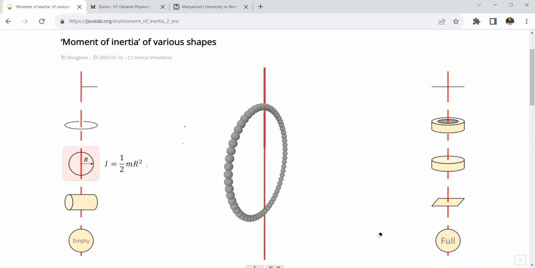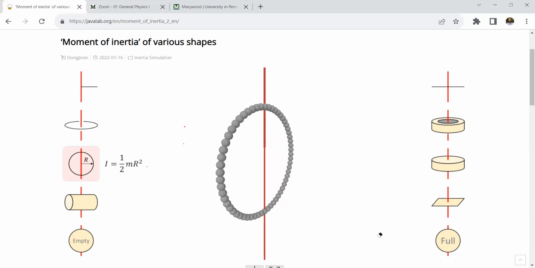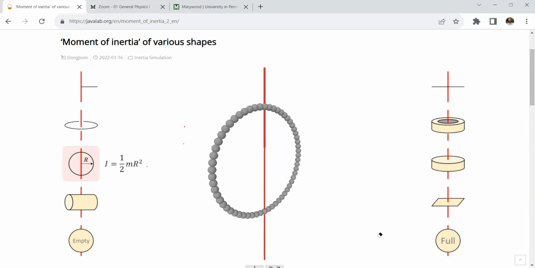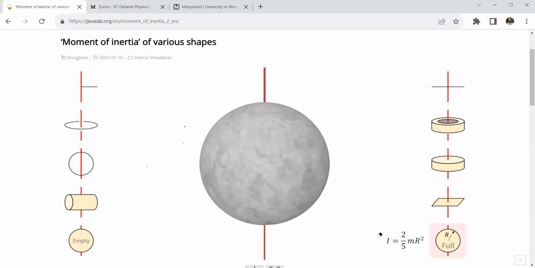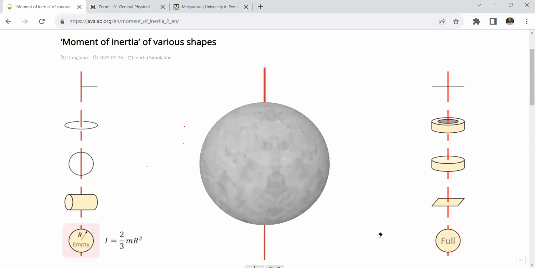If I ask this kind of question during the exam, I will be giving the chart, and from the chart you have to choose the correct one. For example, if I give you a solid cylinder or a solid sphere, you have to use 2/5 mr square. But if I give you a hollow or inside-empty spherical shell, then you have to use 2/3 mr square, and so on.